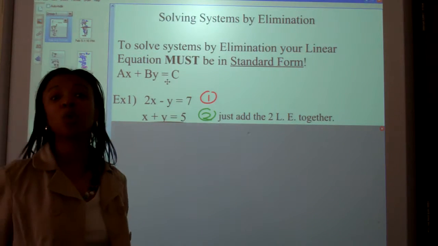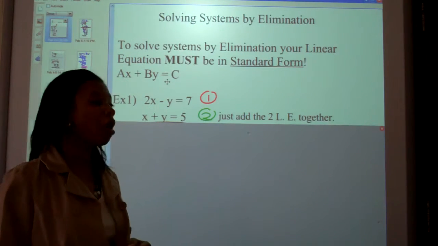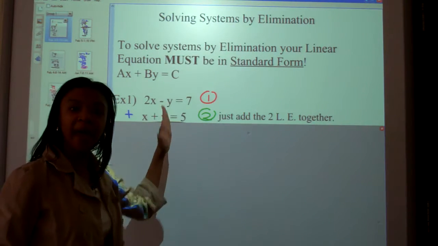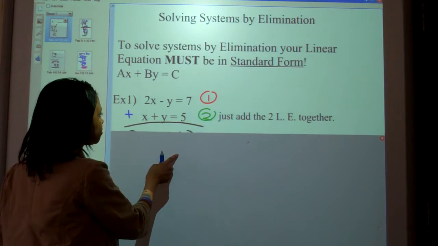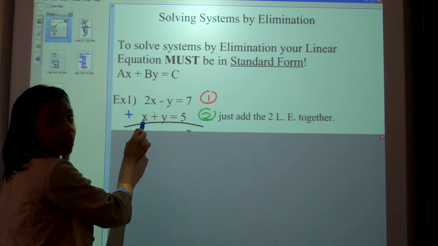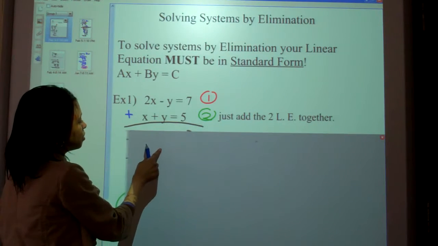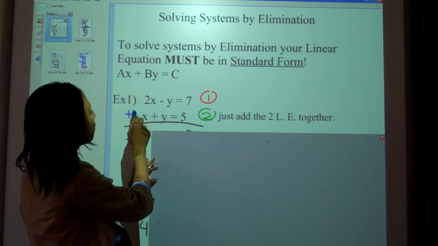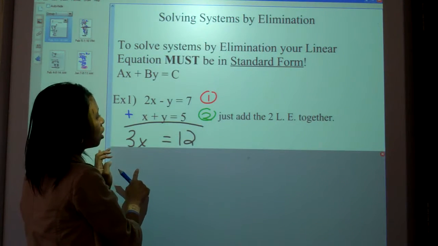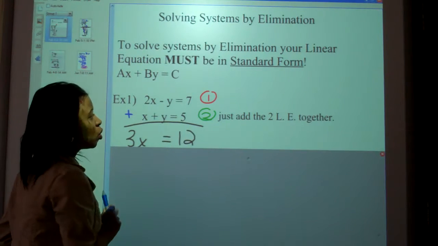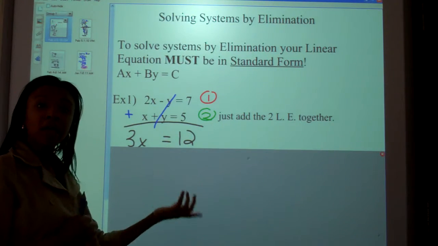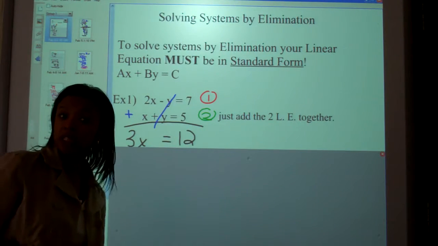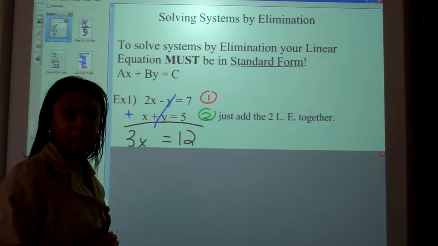All you do is add the two equations together and solve for either x or for y. So when I get ready to add, I'm adding them vertically. Look what happens. 2x plus 1x is going to be 3x. There's my 3x. Negative 1y plus a 1y is 0, and then 7 plus 5 is 12. So this will drop out. -1 plus 1 is equal to 0. So 3x equals 12. We can solve for x because the y's were eliminated.